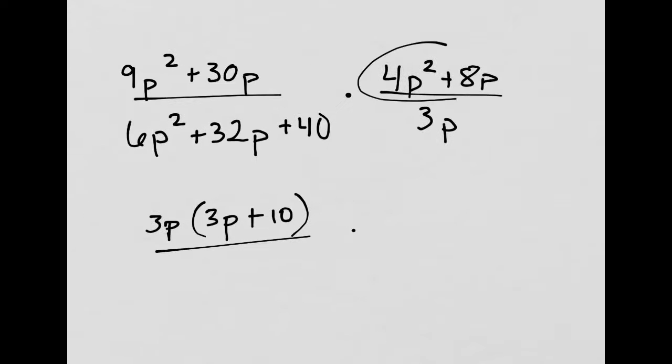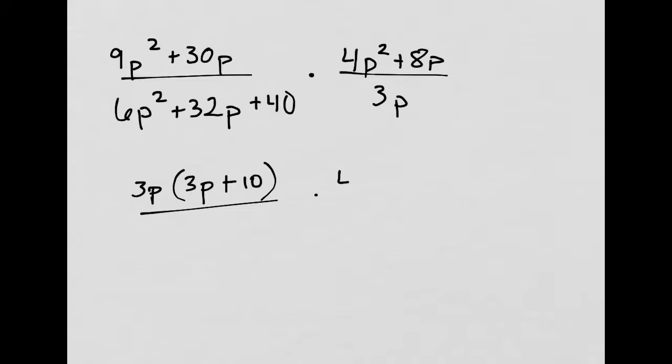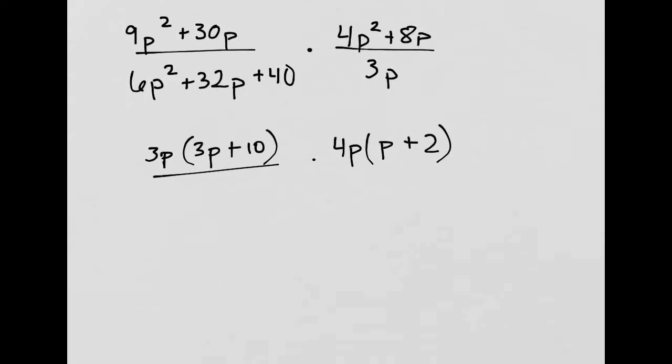And then here I can factor out a 4p. So 4p, and then I would be left with p plus 2. And 3p. Oh, already I see that the p's cancel out. There's no addition or subtraction in between those, so like there or there, so I can cancel out that p.